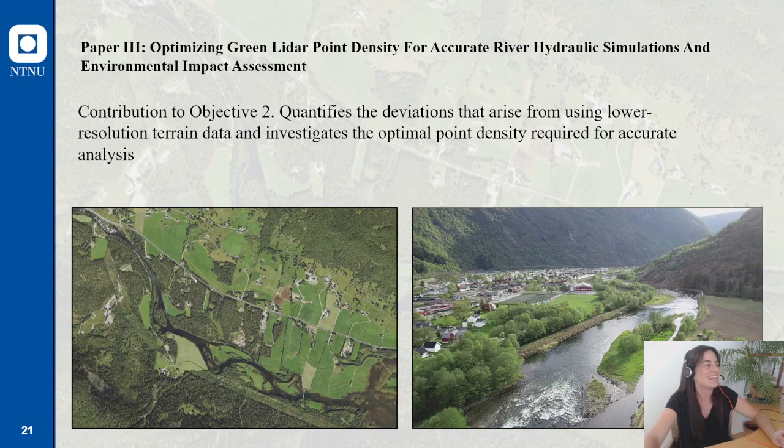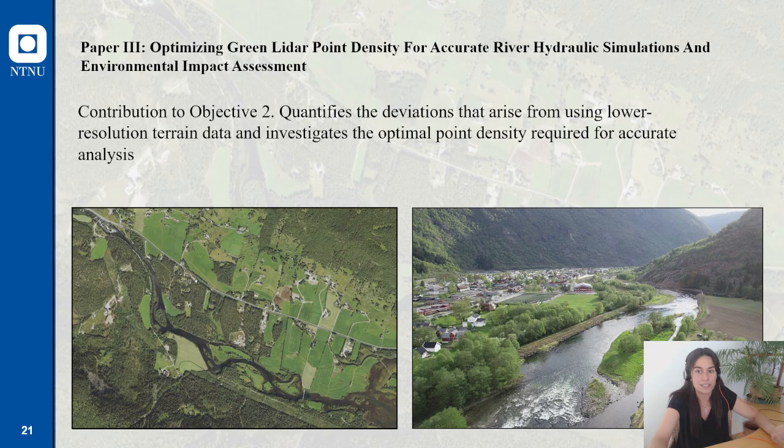Hi, let's have a look now at paper 3 of the PhD thesis. It's called Optimizing Green Lidar Point Density for Accurate River Hydraulic Simulation and Environmental Impact Assessment. It contributes to Objective 2 by quantifying the deviation that arises from using lower resolution terrain data and investigates the optimal point density required for accurate analysis.